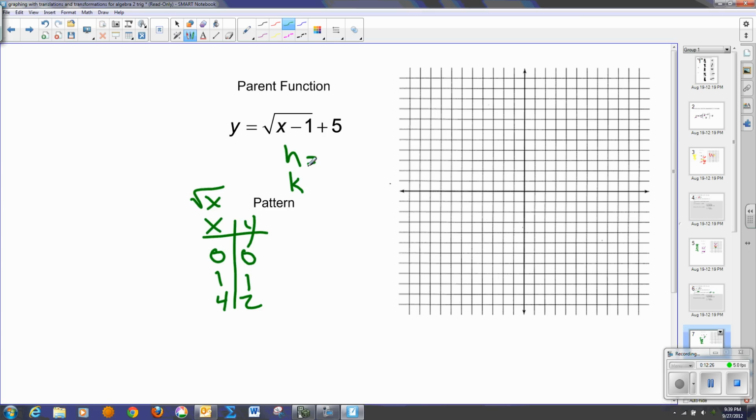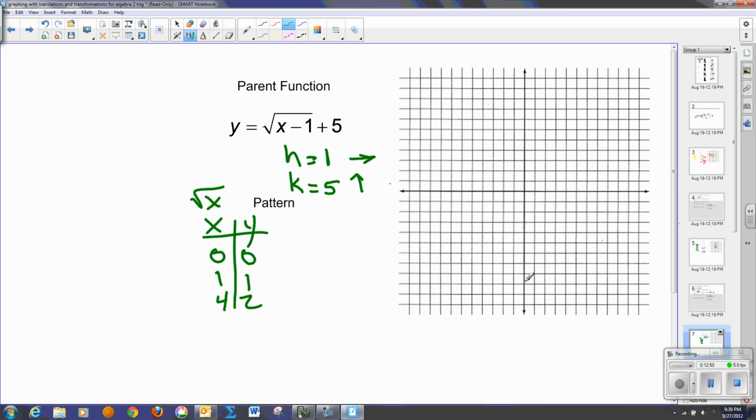My h value is always inside the function, and the function here is a square root, and it follows a subtraction sign. So in this case, h is equal to 1, which means everything is going to move to the right 1. The k value follows an addition sign outside the function, and that in this case is 5, so everything's going up and down.